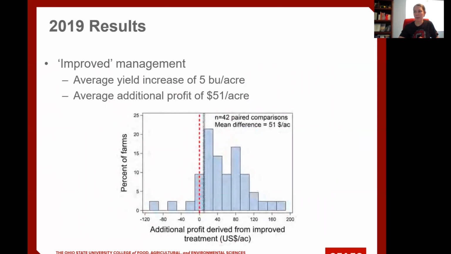However, across the entire Midwest, the improved management system had an average yield increase of 5 bushels per acre, which corresponded to an additional profit of $51 per acre. Again, this shows the 2019 results, and this red line is where the break-even point is. So trials that were to the right of this line meant there was a profitability associated with that improved management, which was the majority of the trials.